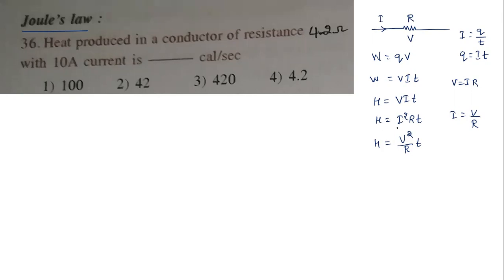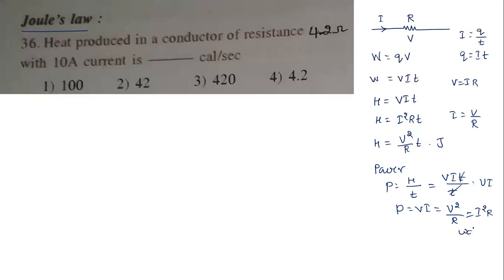This is the heat generated. What is the formula for power dissipated? Power is the amount of heat energy dissipated per unit time. Using H equals V I T, divided by T, the T's cancel, so power equals V into I. Another formula is V square by R, and another is I square R. Heat generated is in joule, and power is in watt.